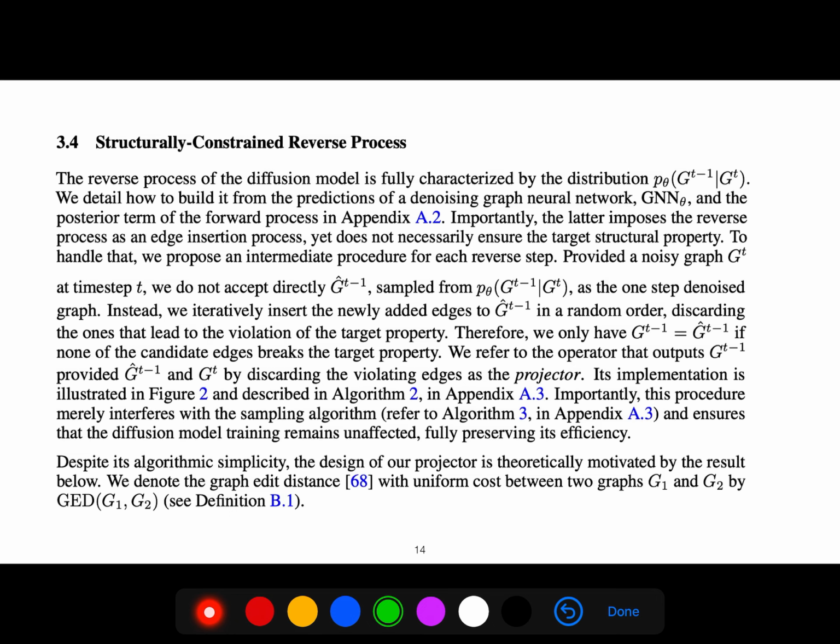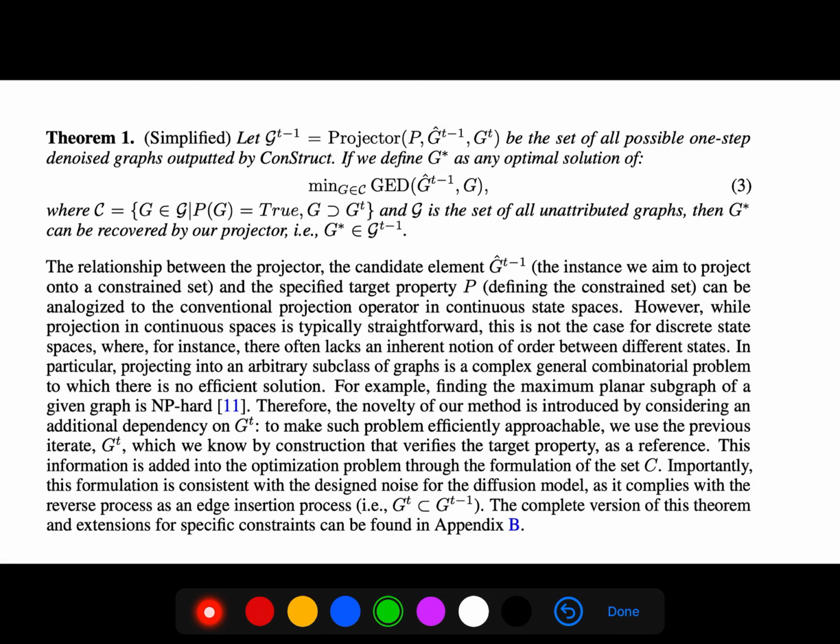The reverse process is fully characterized by p theta of this. So we refer to the operator that outputs G_{t-1}, given G_t, by discarding the violating edges, as the projector. For example, you have a validity constraint. If those new edges are violating, then we just discard these violating edges using this module called the projector. So the theorem is interesting: G star can be recovered by our projector.